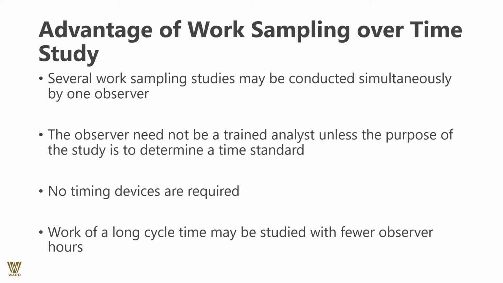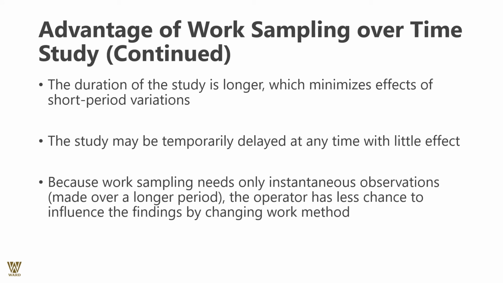Work of a long cycle time may be studied with fewer hours of observation, as I've already said. When I say long, it might be a week's job or a month's job, and you can dedicate a few hours, 3, 4, 5 hours, and that's more than enough as a sample method. The duration of the study is longer, which minimizes the effect of short-period variation. When the duration is longer, the anomalies and changes may or may not get impacted, which minimizes them altogether. They get ironed out. It is the law of averages that catches up. The study may be temporarily delayed at any point of time, with or without any effect.